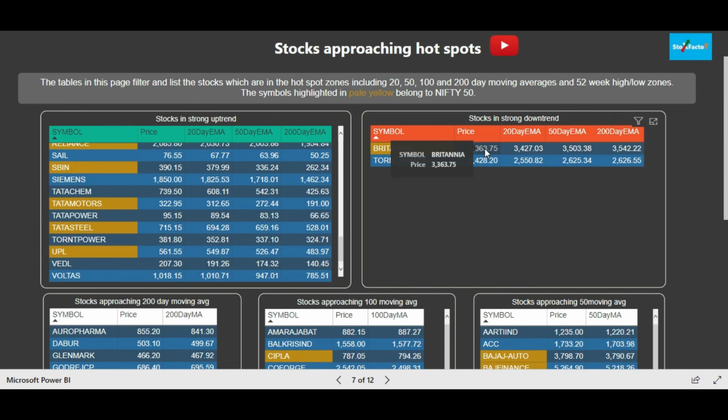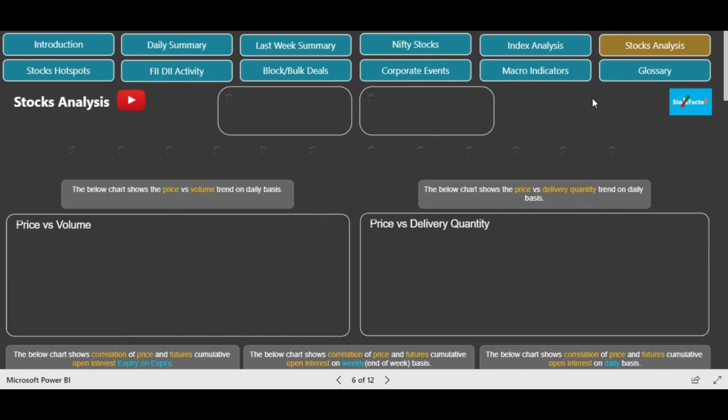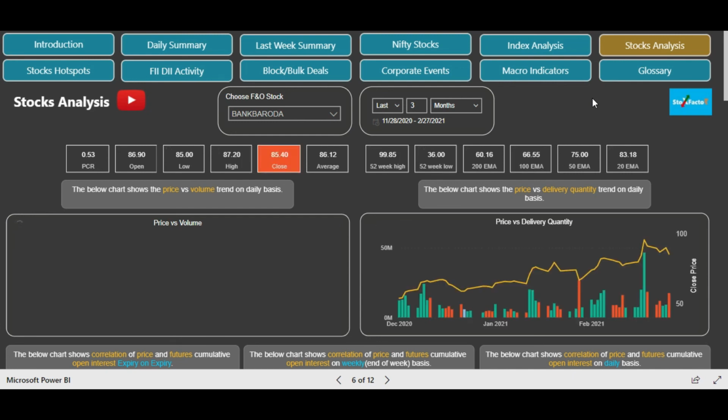So friends, these are the two combinations which are generally to be used, and once you have filtered out the stock, then you will go to the stocks analysis page. And in the previous videos we have already discussed how to do the analysis using the derivative analysis indicators. Once you have identified the stock, you will look for the opportunities, what the smart players are doing, using the indicators which we have shown in this page, and then you will take your trades accordingly.